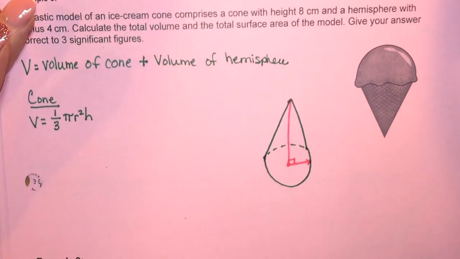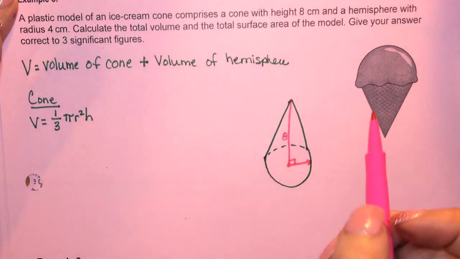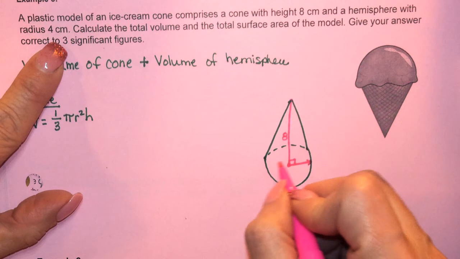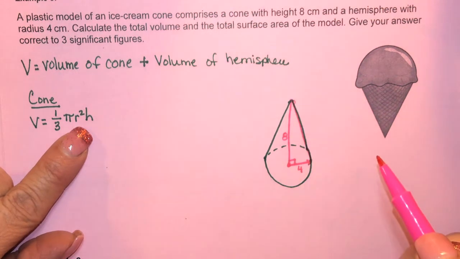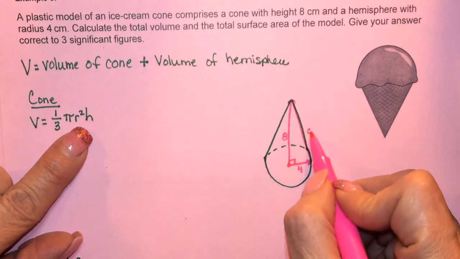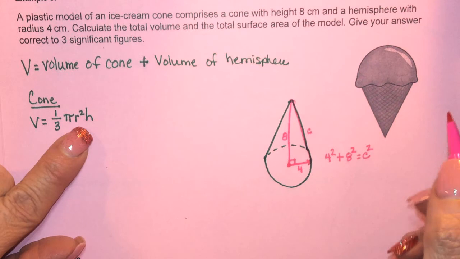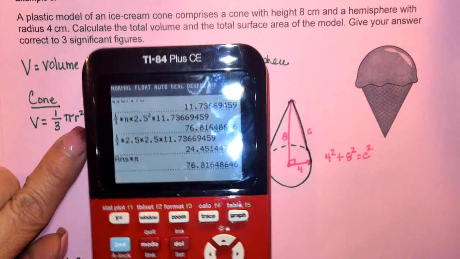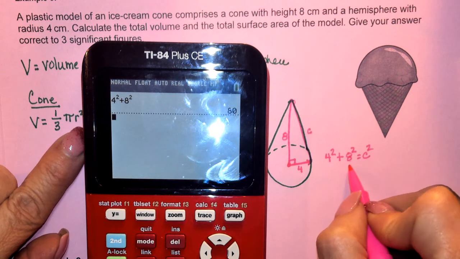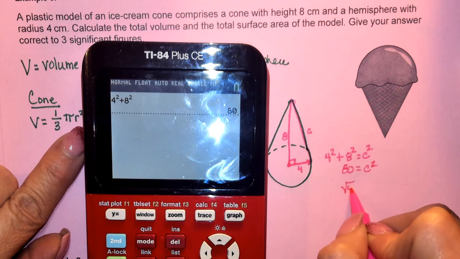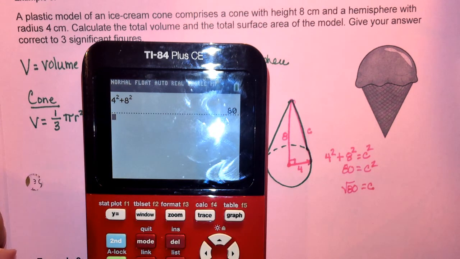Okay, let's label what we know. The plastic model of the ice cream cone comprises a cone with a height of 8, so the height of the cone is 8. The hemisphere with a radius of 4. So that means the radius here is 4. Okay, in order to do the volume of a cone, I need to know that slant height right there, right? Well, let's do a squared, b squared, c squared to get that. So let's do 4 squared plus 8 squared equals c squared. So I'm just going to grab my calculator and do that. So 4 squared plus 8 squared equals 80. So the square root of 80 equals c. I'm going to leave that as the square root of 80, I think, for working with this. I think that will probably be a little bit easier.